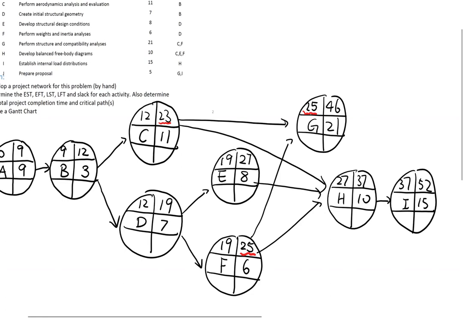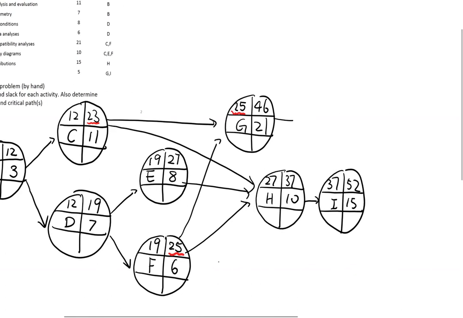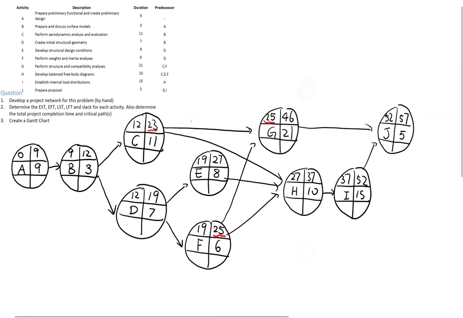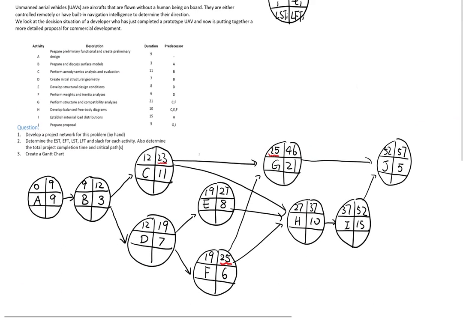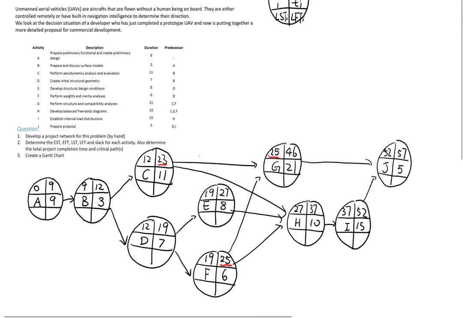And last one, activity J, has two predecessors, G and I. J takes 5 days to finish. And between 46 and 52, we choose the 52 because this is a later date. And the earliest finish time, or the completion time of this whole project, is day 57. And now we finished the forward pass. Let me write down the key points when we are working on the forward pass.